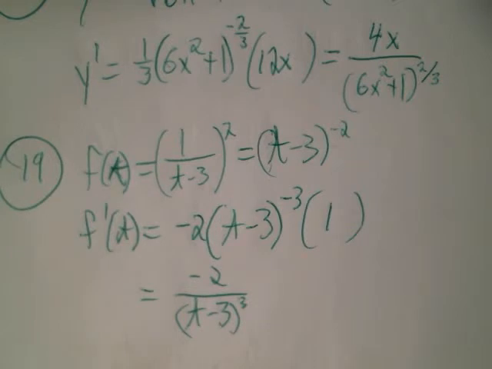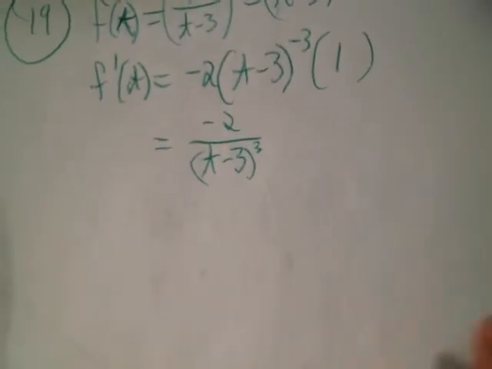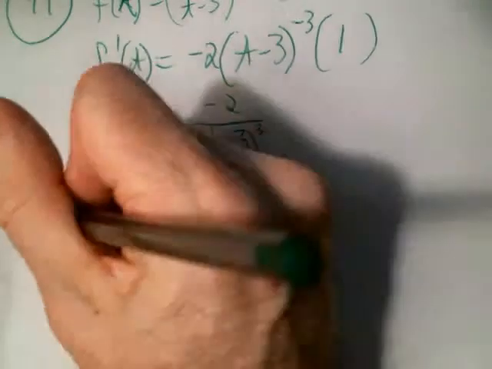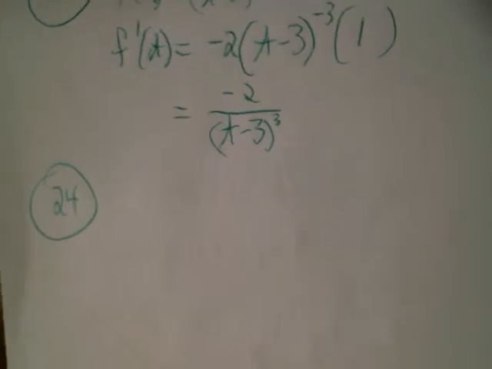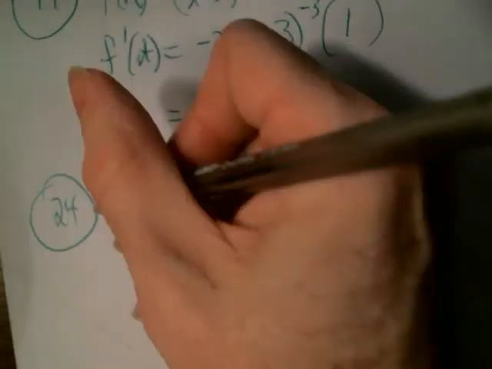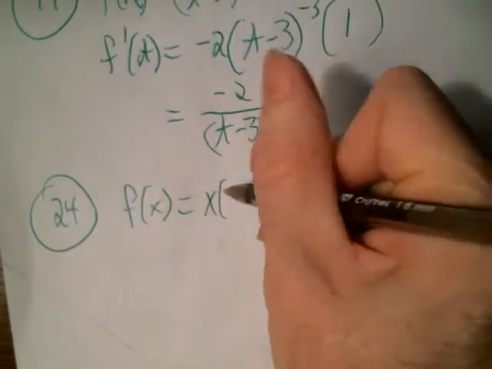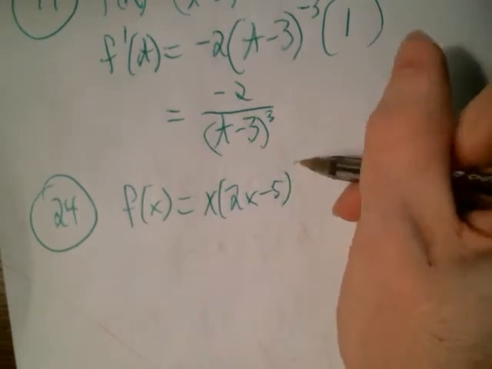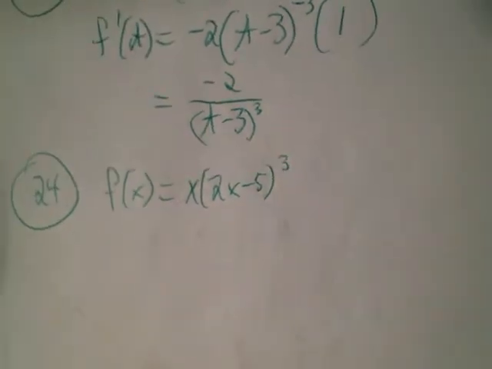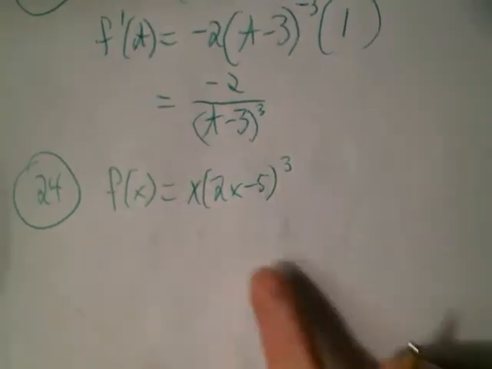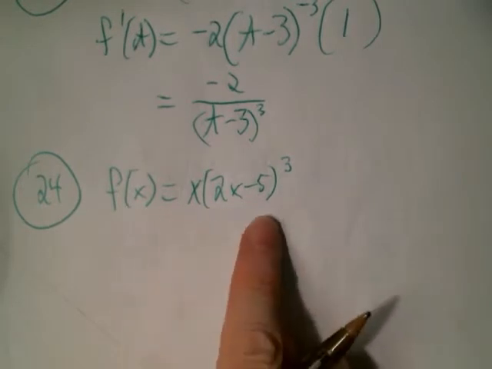Now we're going to start getting a little bit more complicated, throwing in quotient rules and product rules on top of everything, seeing how much you can juggle at once. And so here's 24. I have f of x equals x times 2x minus 5 cubed. Okay, so I got to do a product rule.